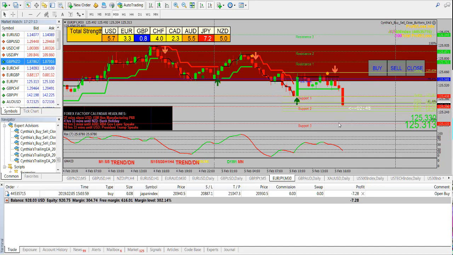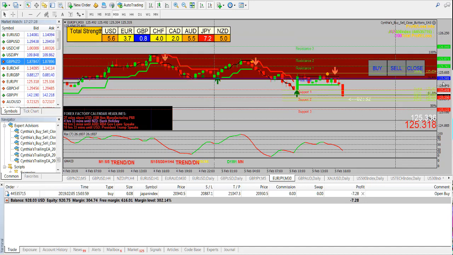So I think that this has the potential to get down to support 3 if the pound stays as weak as it is and the yen stays as strong as it is. And it could happen in the next couple of hours. This is the ending of the London trading session, so a lot of momentum and volatility and pressure will not be in the market anymore. It's just going to be the US session.